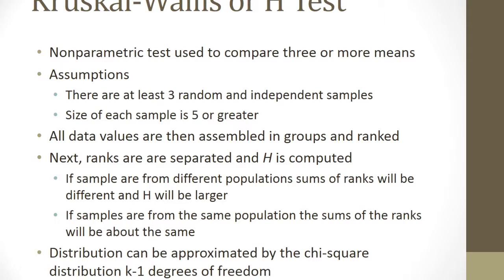When performing a test, we first collect all data values and assemble them into groups and rank. Next, ranks are separated and H is computed. If samples are from different populations, the sum of the ranks will be different and H will be a larger value. If samples are from the same population, the sums of the ranks will be about the same. Finally, we use the distribution that is approximated by the chi-squared distribution, with k minus 1 degrees of freedom.